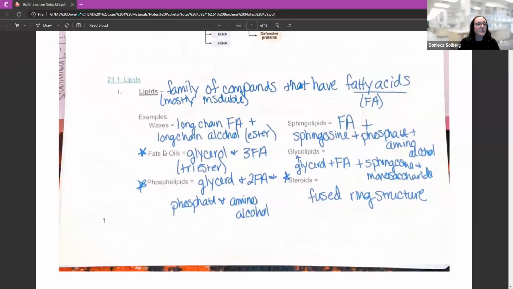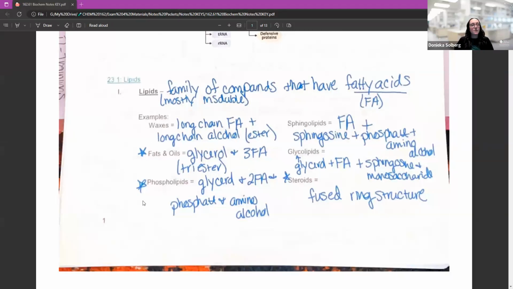There are waxes, fats and oils, phospholipids, if you think of the phospholipid bilayer, if you're a biology person, sphingolipids, glycolipids, and steroids, which you are probably familiar with. So what they really are, like I said, are compounds that have fatty acids, at least for the most part. Waxes are long chain fatty acids and long chain alcohols combined together, and you get some ester bonds in there, right? An ester bond is C double bond O, and then another group.